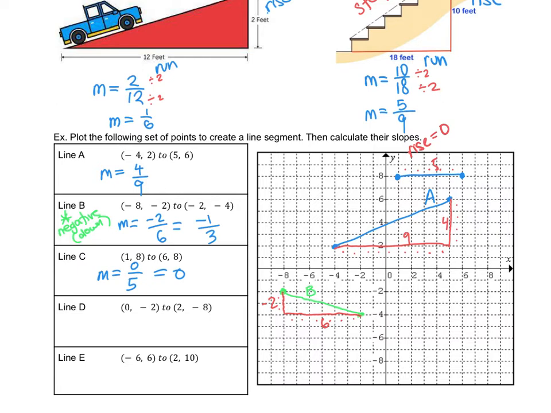All right, so how about you pause the video here and try to plot the coordinates for line D, find the slope, and then come back to check your work.